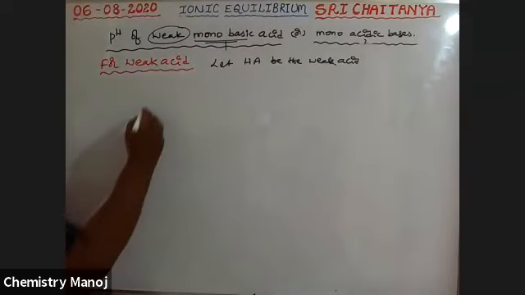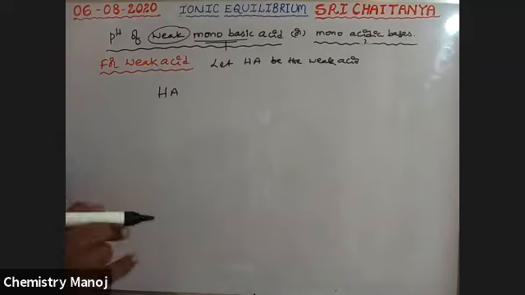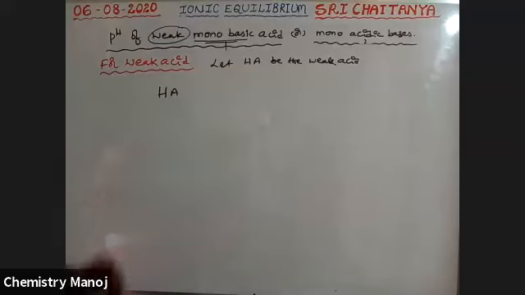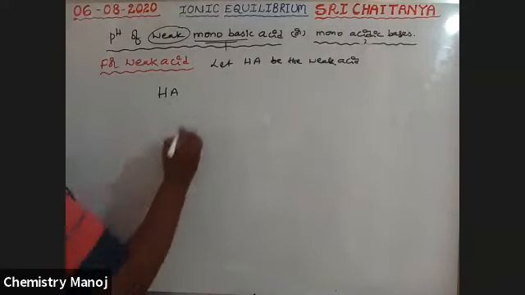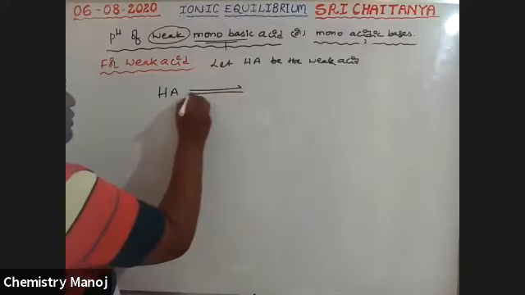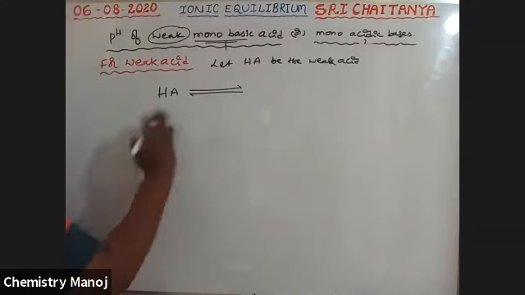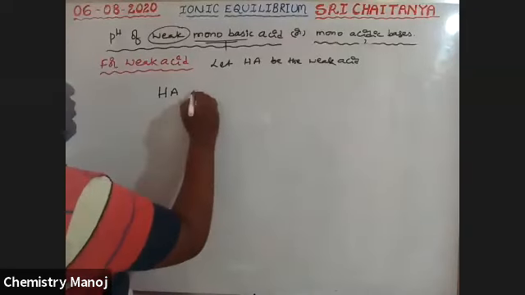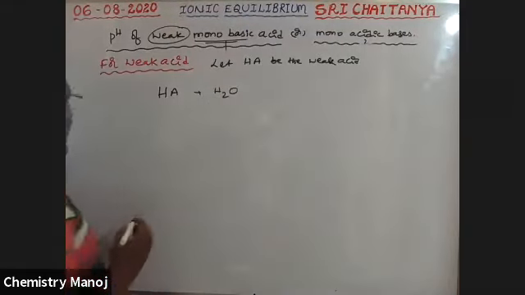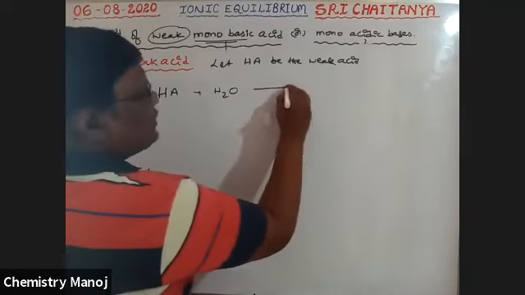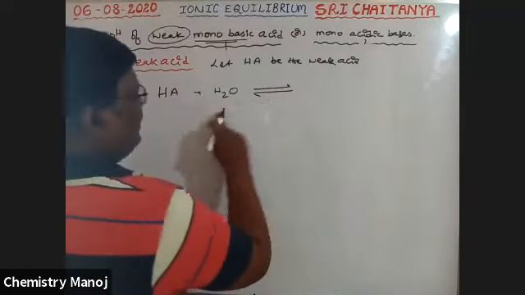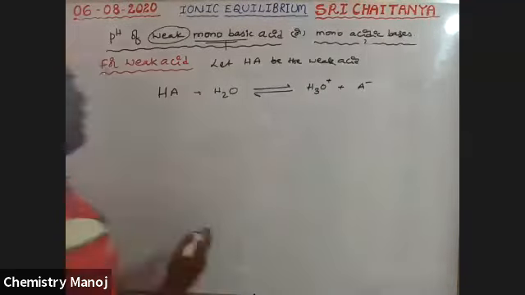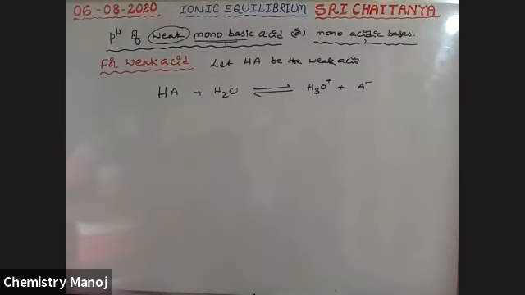Now see here, listen carefully boys, it is very, very important. I will explain the concept of the derivation. HA is the weak acid. It is not completely ionized, so there should be an equilibrium between the ionized part and the unionized part. It is dissolved in water, and it converts into H3O plus ion and A minus ion.